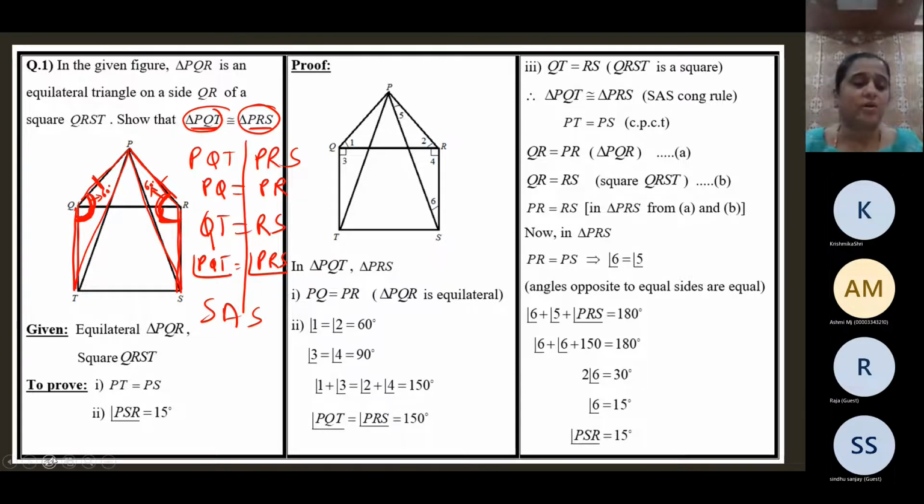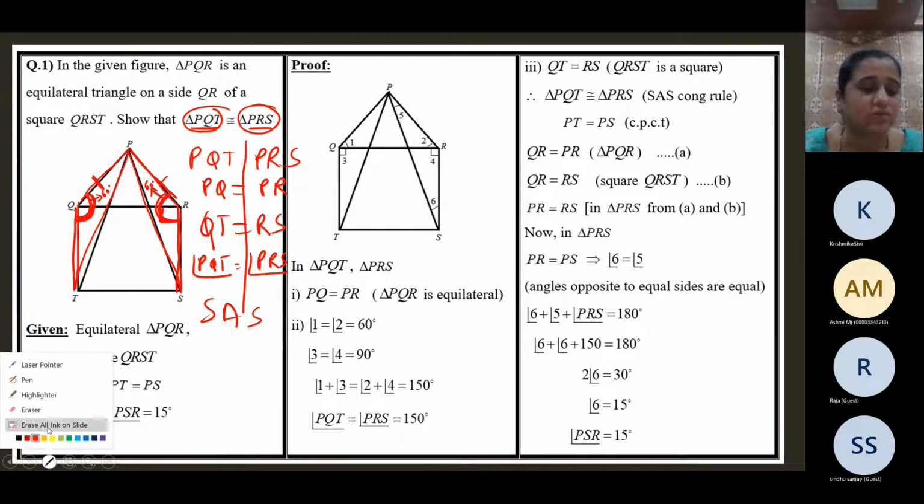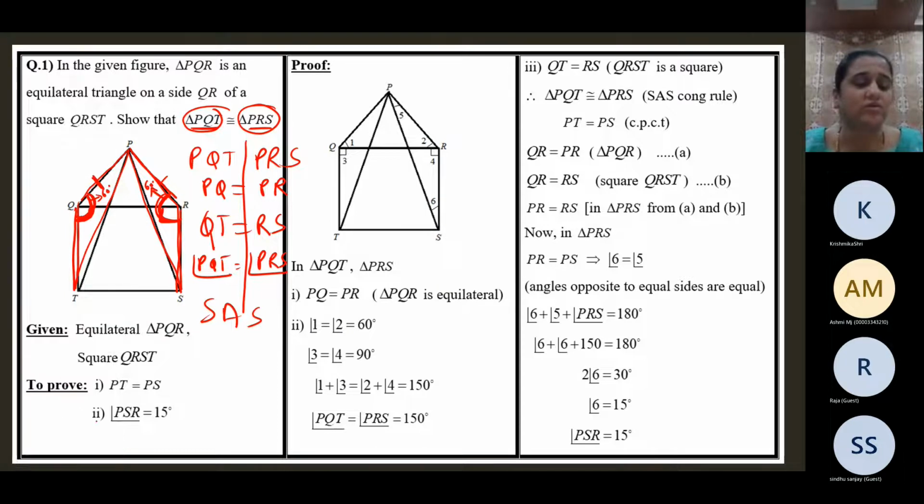All right. Now the question is not complete. You have to also prove that actually... I didn't tell you this. The question and the 'to prove' do not match. In the question, it says show that triangle PQT is congruent to PRS. I explained that to you. That's how you prove that the two triangles are congruent to each other.